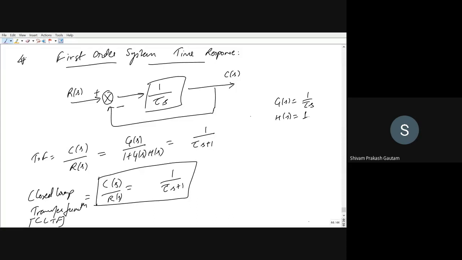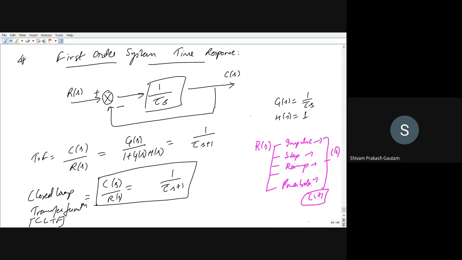Yes, sir. Okay. Now what we want is that for different values of R of S, we want to calculate C of S. And what are the different signals of R of S? That can be impulse, that can be step, ramp, and parabola. What does it mean? One by one, we will provide R of S these signals, and we will observe what is the respective C of S, and we will calculate C of t.